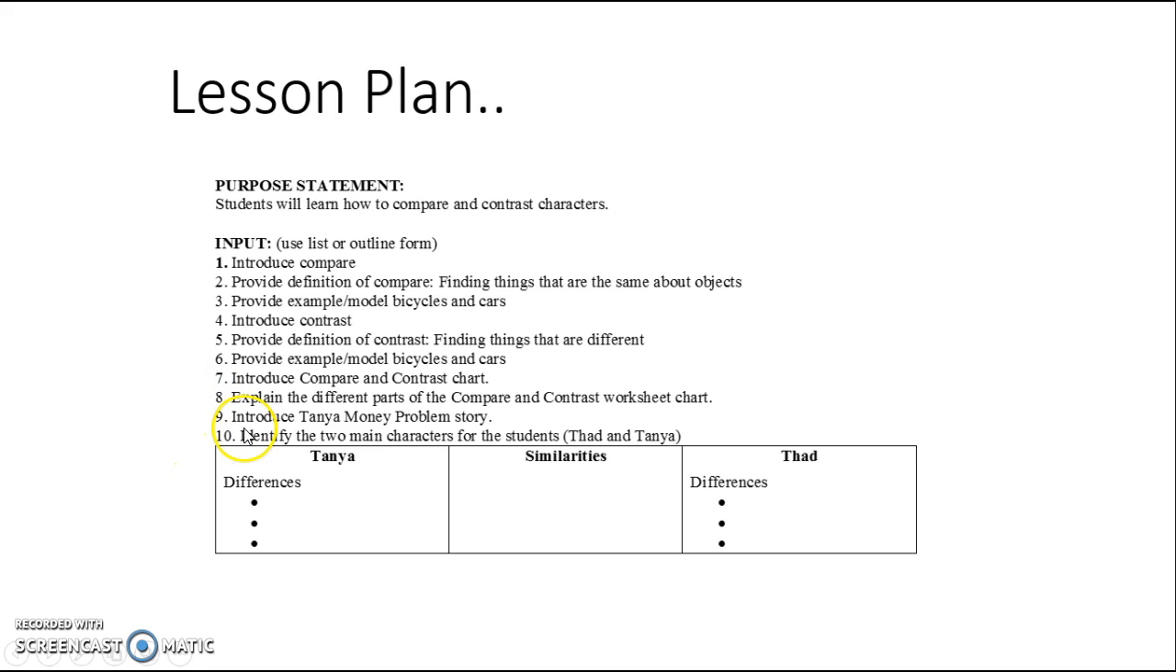Then we will go into the story Tanya's money problems and identify 2 main characters for the students, which would be Thad and Tanya.